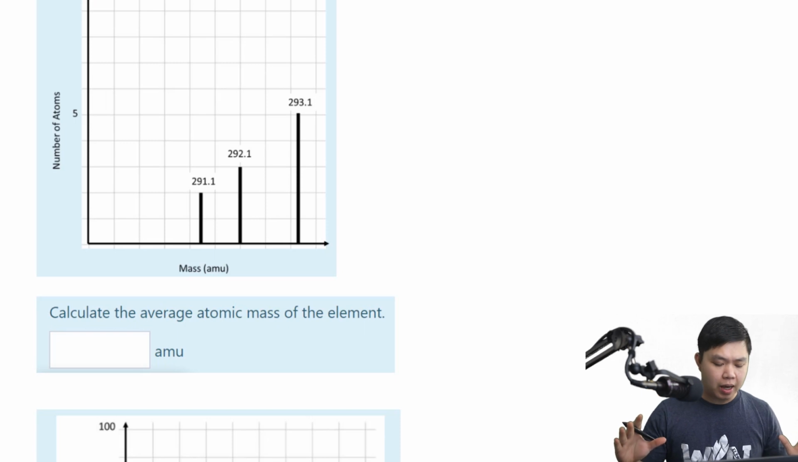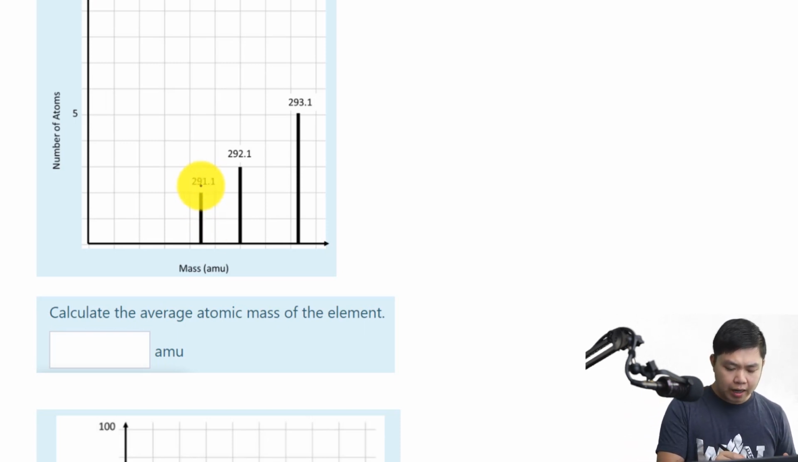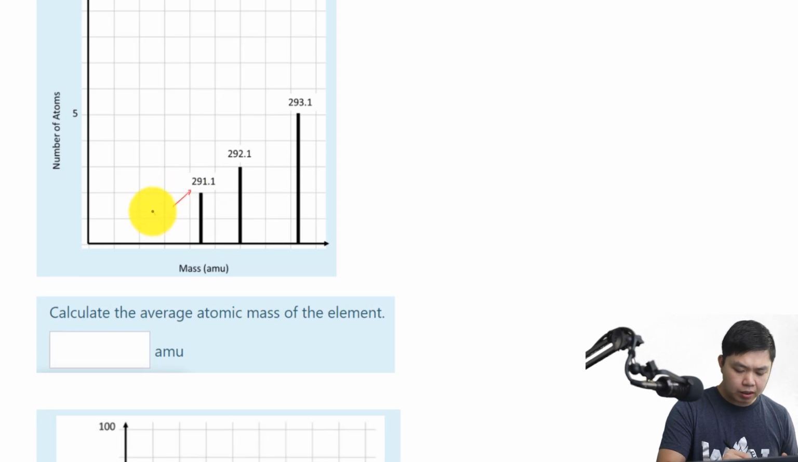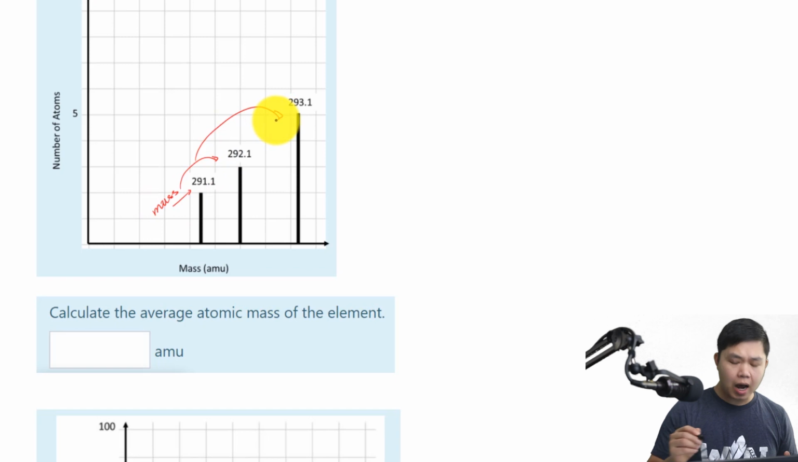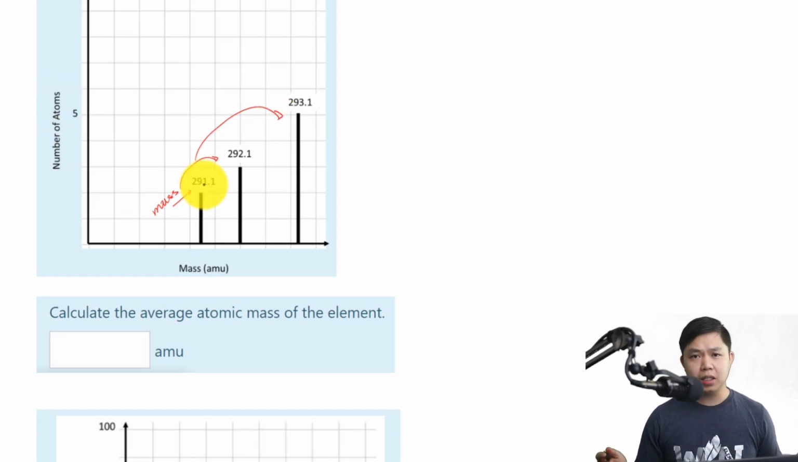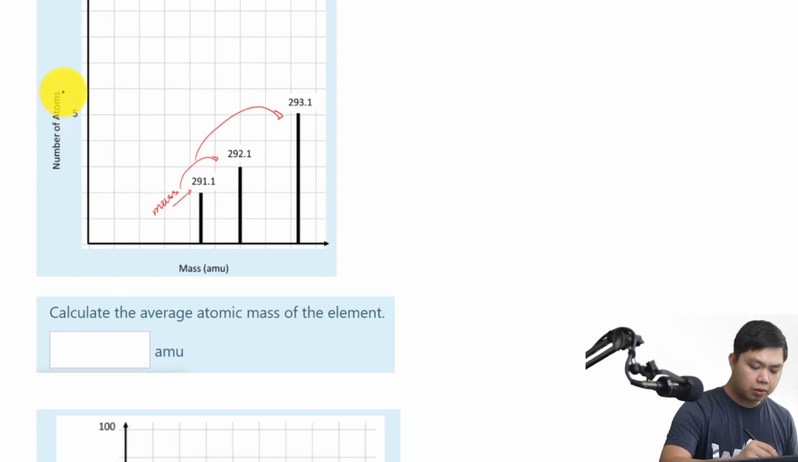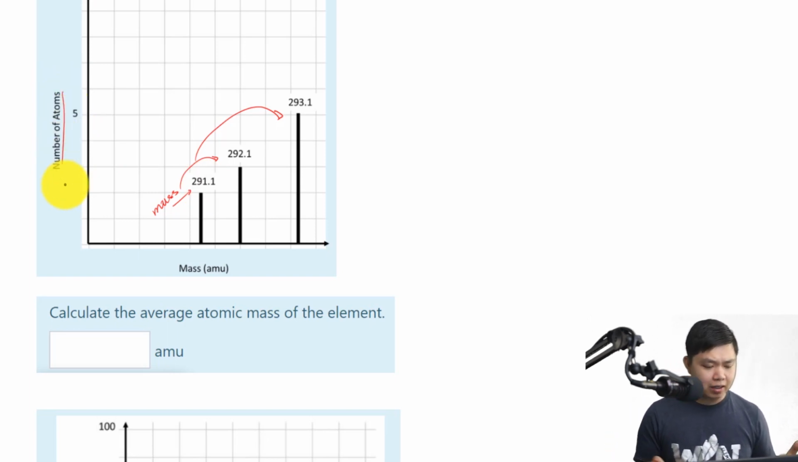Here we have this element, and the mass spectrometry shows that there are 3 isotopes, and these are the mass values that are given to us. These are the masses right here, so the mass of each isotope, okay? And then here, instead of giving us percentage or decimal, it gave us the number of atoms. But that is okay.